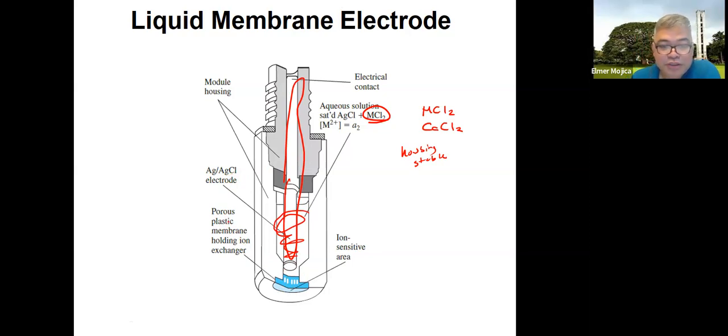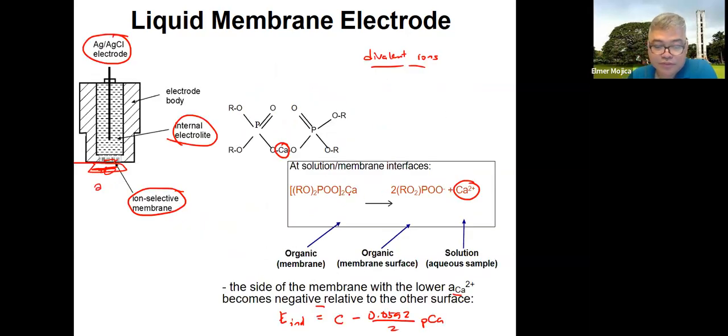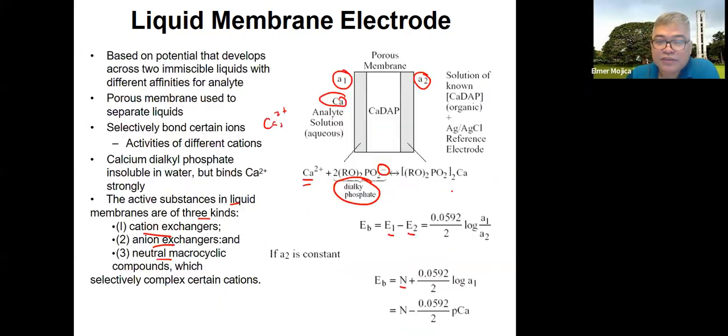So the porous plastic membrane here, usually they have this as a PVC membrane as one of the materials. It contains the ion exchange liquid that separates the analyte solution from the reference calcium chloride solution. And usually you're going to establish an equilibrium at the interface, which can be represented as the reaction that you have here. Not that one, this one. Okay, so this, and then forming 2RO3 and calcium 2 plus.